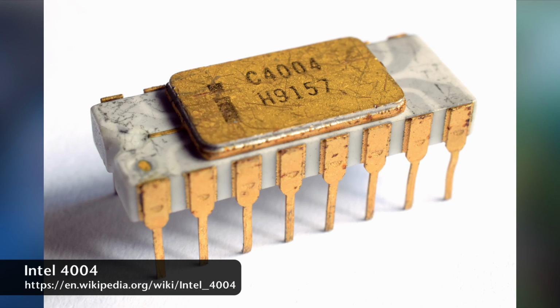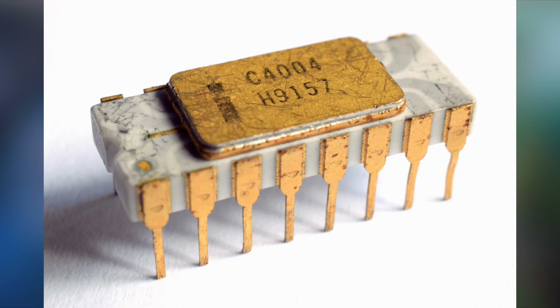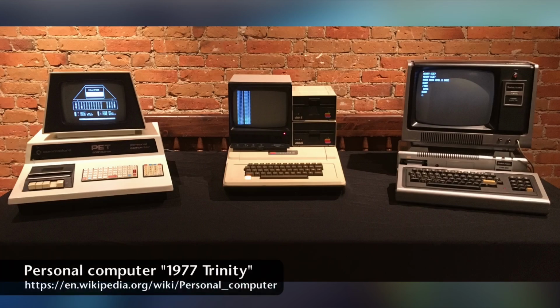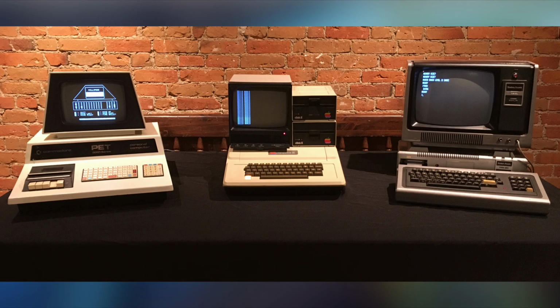This was the first in a long line of Intel processors that still power most of our personal computers today. The most recent iterations being the Intel Core i3, i5, and the i7 series. So they stem in a fairly direct lineage from the 4004 from '71. The first personal computers that we think of as a computer, a box, a monitor, and a keyboard, these were developed in the late 1970s.